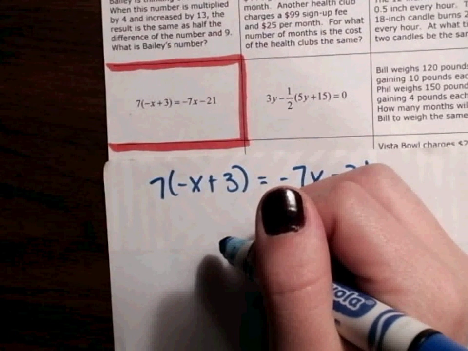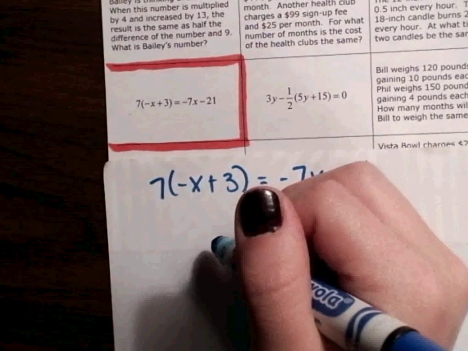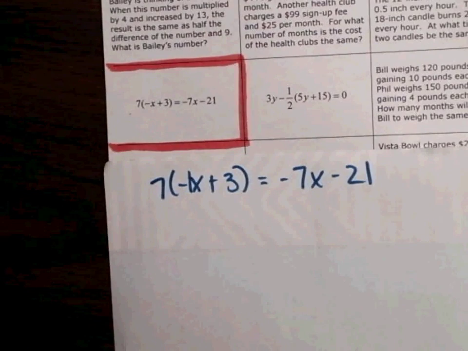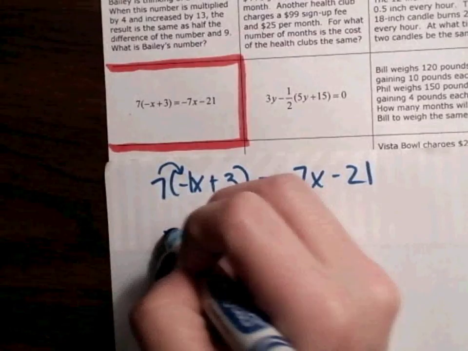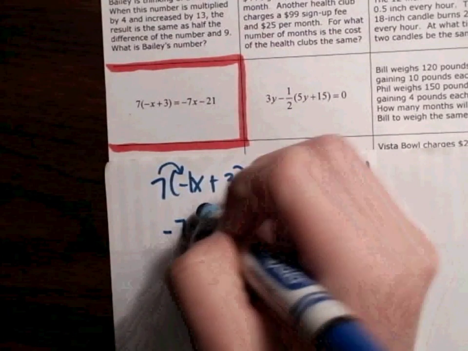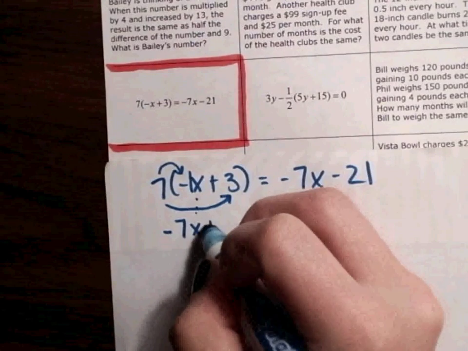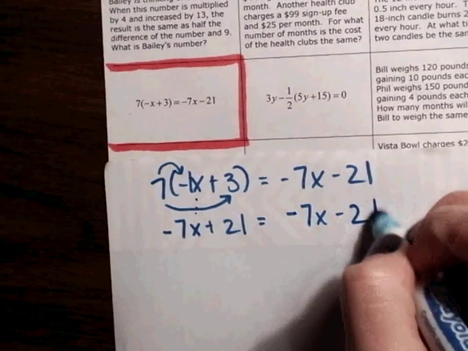Some students would make comments about, well, what's in front of x if there is no number, and I've always said 1. It's understood that it is 1. So you're going to multiply 7 times negative 1, which is going to give you negative 7x. You bring the x down. And then you're going to multiply 7 times 3, which gives you 21, so plus 21. And then you're just going to bring down this other side.